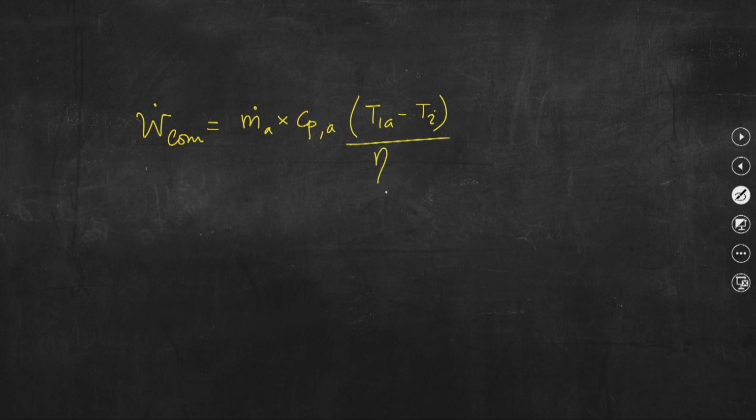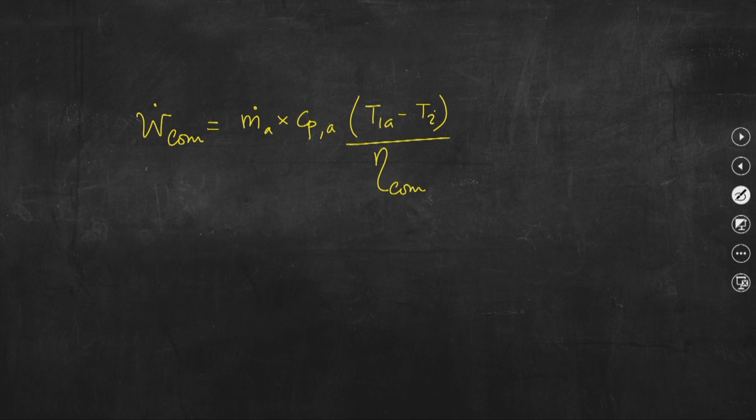And that is W dot compressor, which would be equal to mass flow rate of air into Cp air into T actual temperature minus Ti, divided by compressor efficiency, right. So, that is the work input to the compressor.